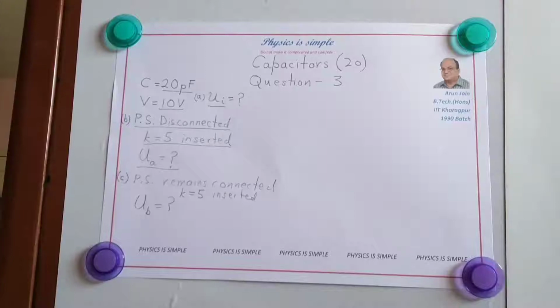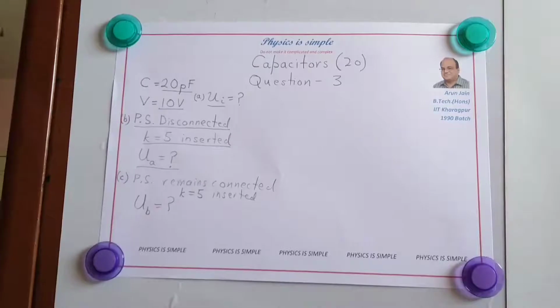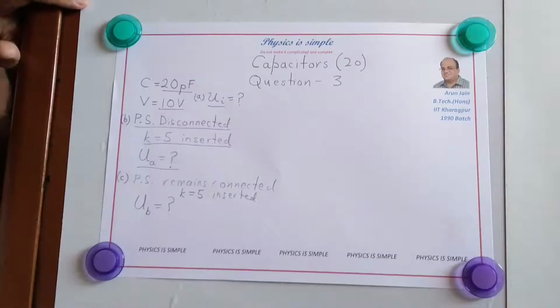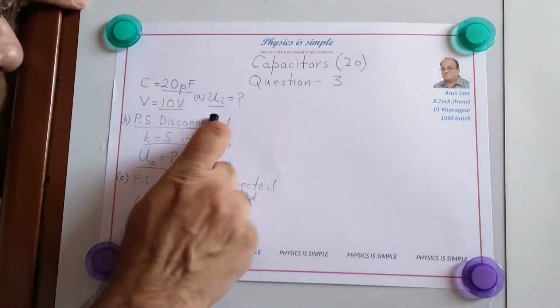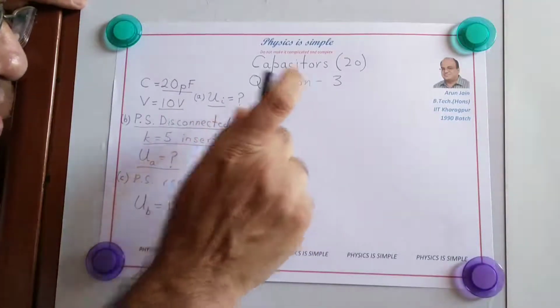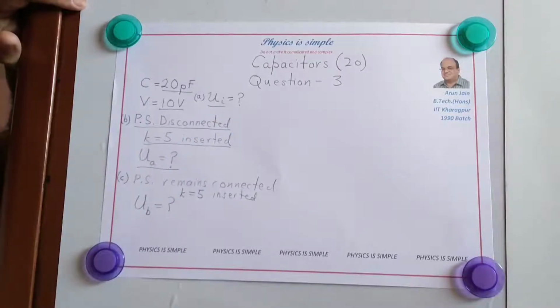Question on energy stored in a capacitor. A parallel plate capacitor of capacitance 20 picofarad is charged to a potential difference of 10 volts. First part: what is the potential energy stored in the capacitor?